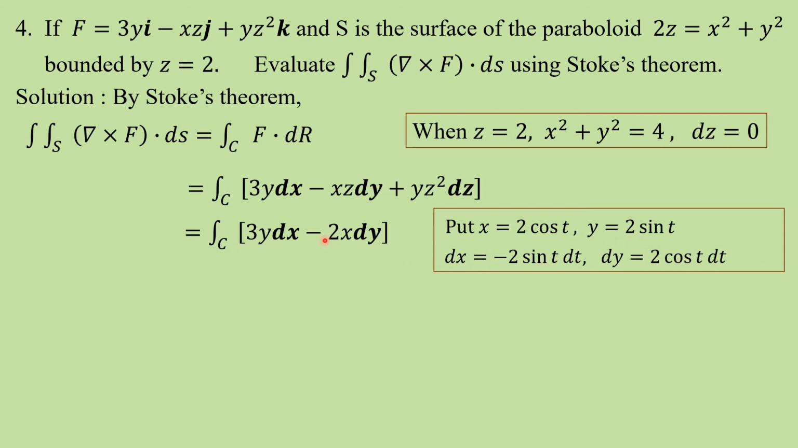If I substitute this in terms of t, then you will get 3 into y into dx, that is 2 sin t into minus 2 sin t dt, that is minus 4 sin square t. Already we have 3, so minus 12 sin square t dt. Minus 2x dy: x is 2 cos t, dy is 2 cos t, 2 into 2 is 4 cos into cos, cos square t, 4 cos square t dt into minus 2, that is minus 8 cos square t. So I have taken the minus sign outside, so we have the integral of 12 sin square t plus 8 cos square t dt.